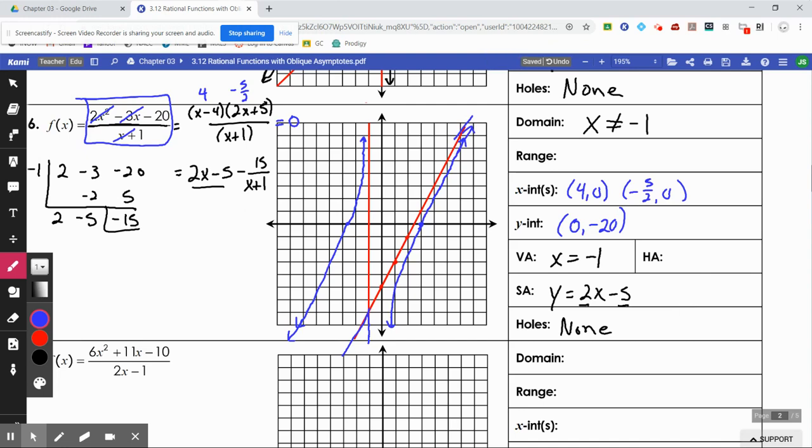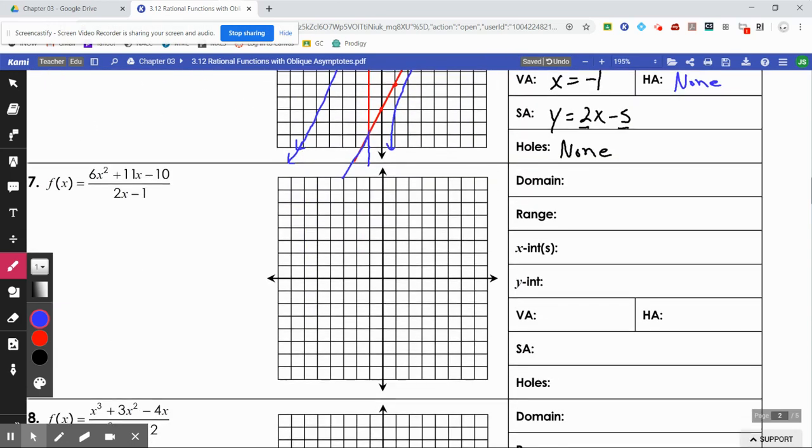Our range, notice, is all values, so negative and positive infinity. Horizontal asymptotes, we had none, because you're not going to have a slant and a horizontal asymptote. You're going to have one or the other, but not both.